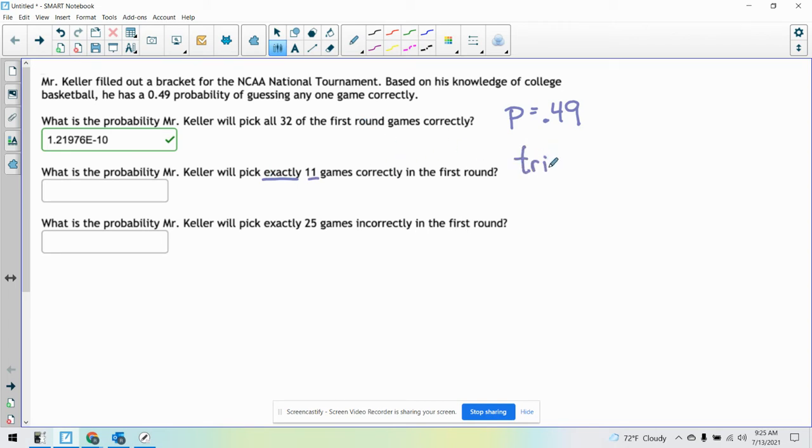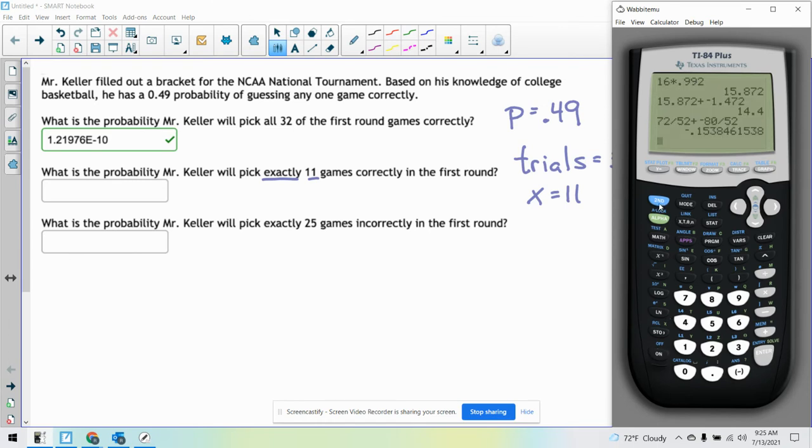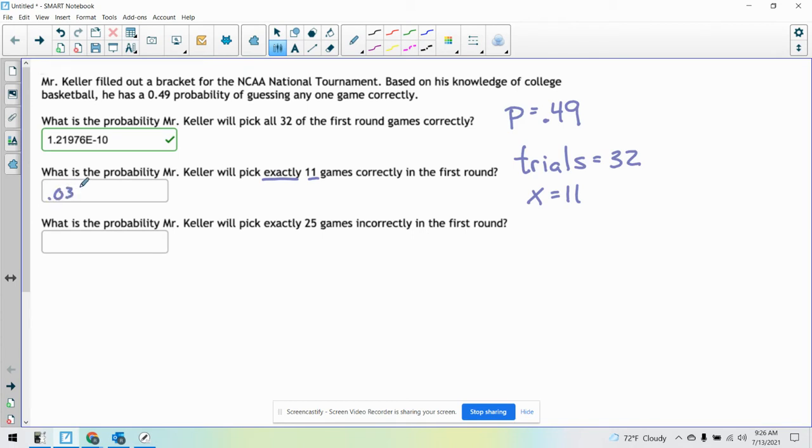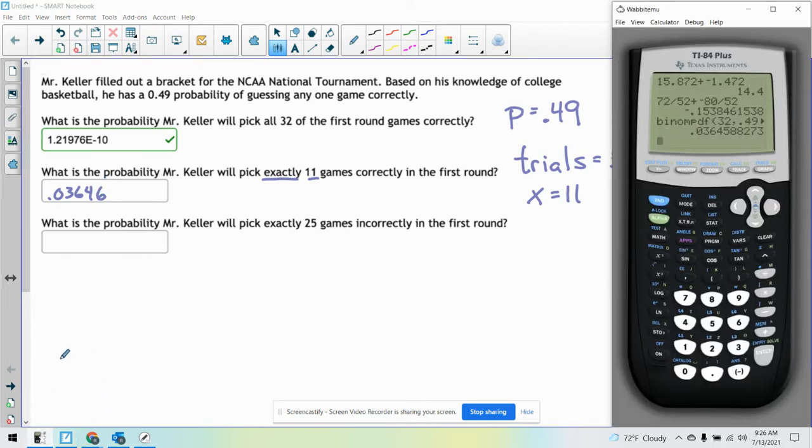So the trials, there are 32 games in the first round. So there'll be 32 trials. We're looking for the probability of X being exactly 11. So we just go to distributions, binomial PDF. We're looking for an exact value. Trials is 32. Success rate is 49%. Looking for an X value of 11. So we get 0.036458 or 0.036446. Yep.